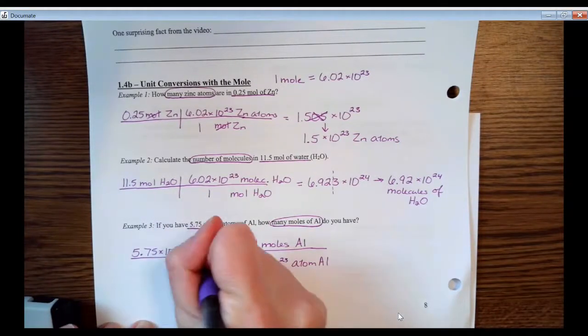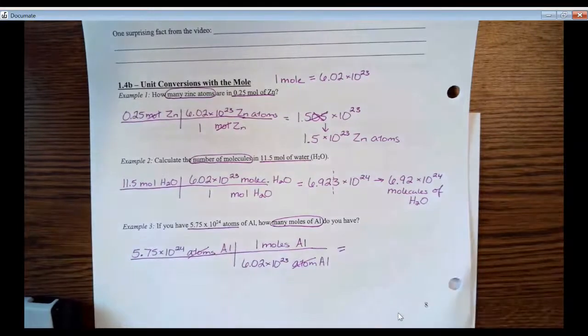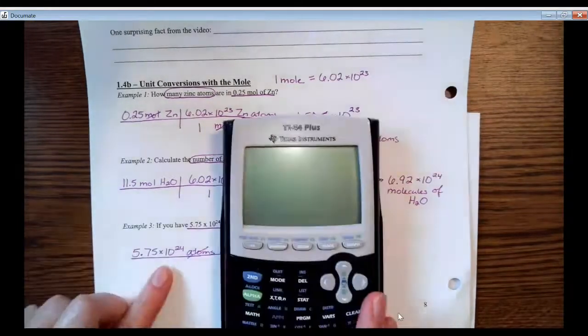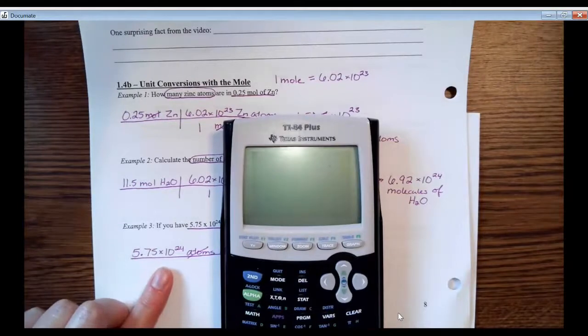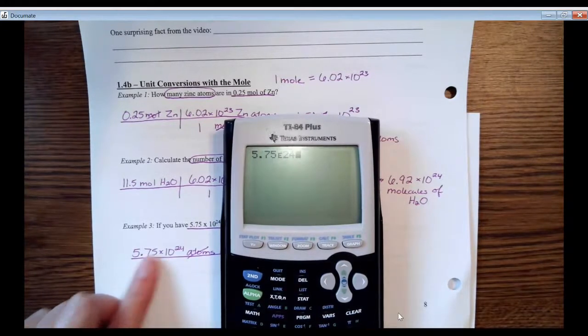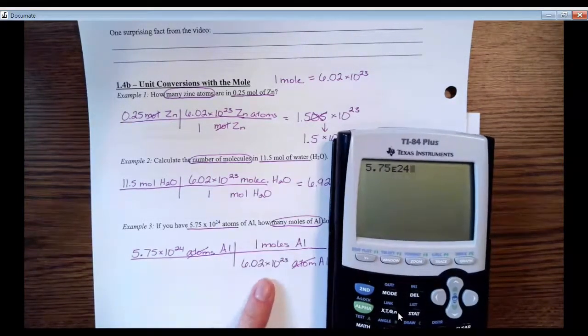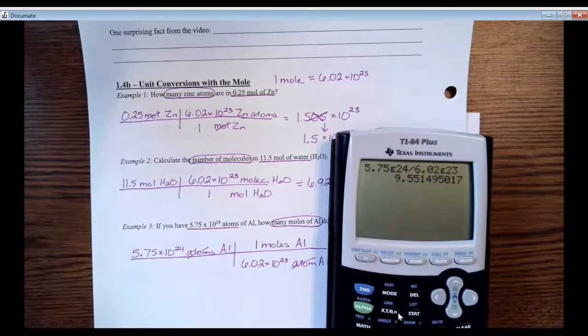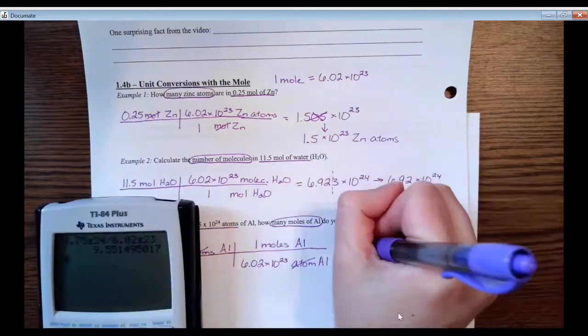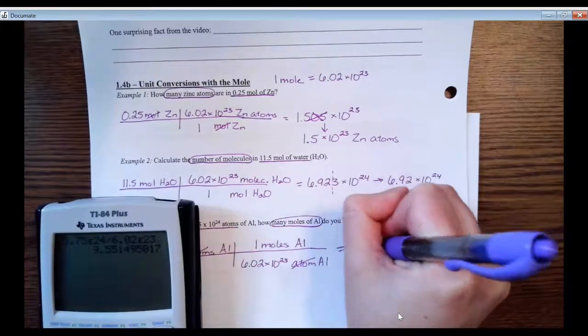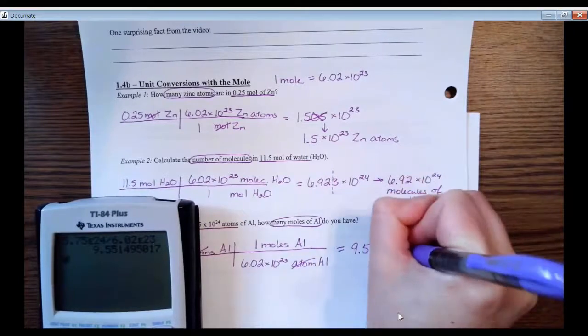So again, atoms cancel out. Now we just need to plug this into our calculator. So this time I have 2 numbers in scientific notation. So I'm going to type the first one, 5.75, second, comma to get my E, and then 24. So that's my top. Multiply by 1 doesn't change anything. So then we're going to divide by the stuff on the bottom. So divide by 6.02, second, comma, 23. Okay, so we're going to go ahead and write down that number. 9.55149, a whole bunch of other numbers.